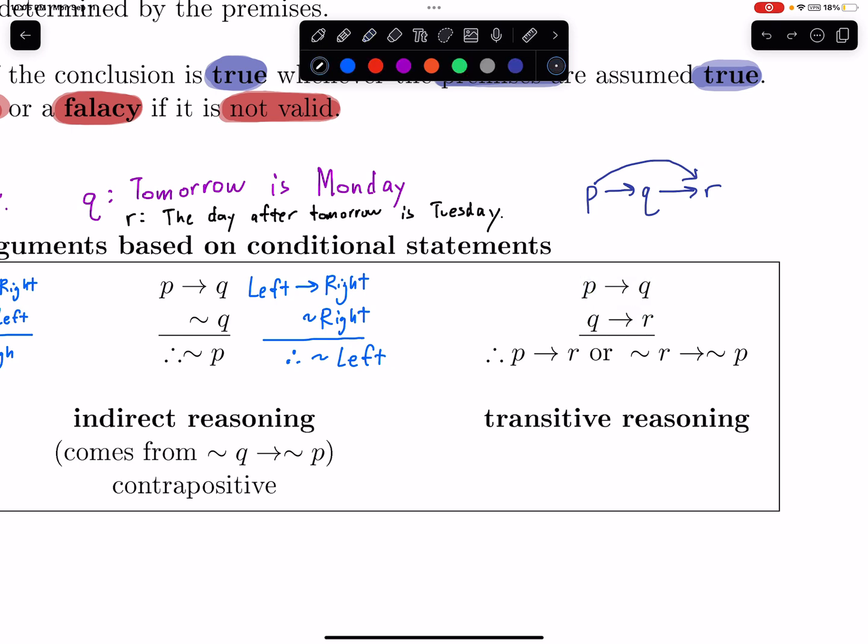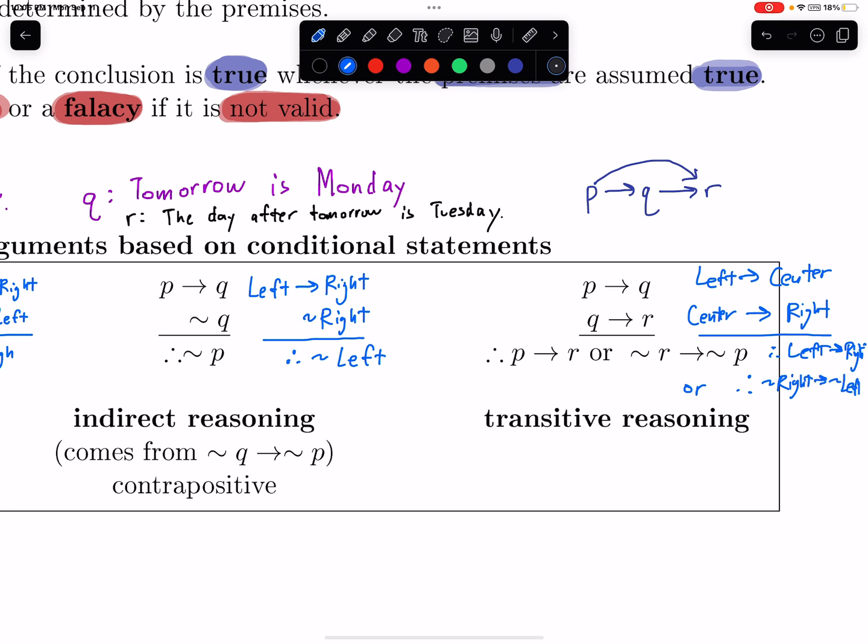If the day after tomorrow is not Tuesday, then today is not Sunday. That also makes sense, right? What's the pattern here? There's actually two possible patterns. You're going from left to center, from center to the right. Therefore, the conclusion is left all the way to the right. And for free, you can go from the negation right to negation left. Why is that? Well, that is just the contrapositive of the most natural conclusion that you could make right there.